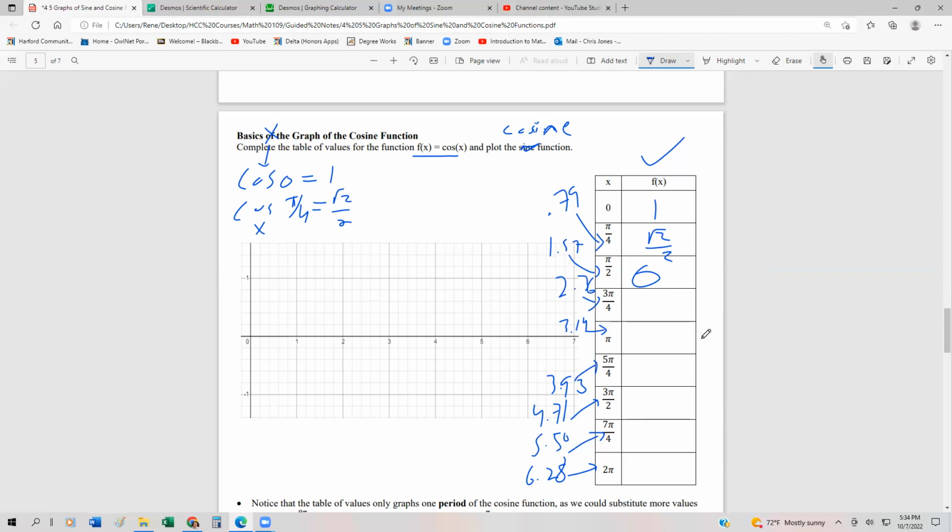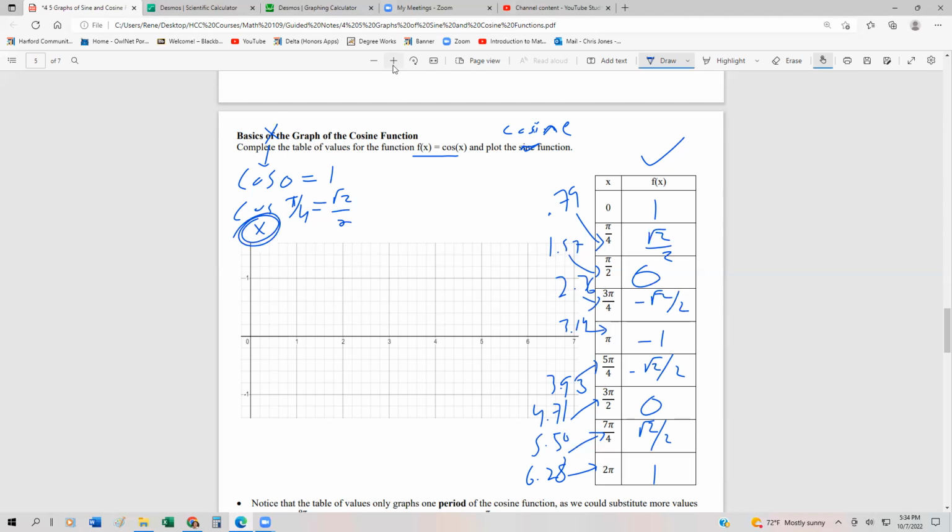So this would be a negative root 2 over 2, because we know in quadrant number 2, the cosine function is negative. And then this would be a negative 1. Then we get another negative root 2 over 2, then a 0, then a positive root 2 over 2, and then a 1. So that's our table of values. Again, all I did was look at the x coordinates on the unit circle.